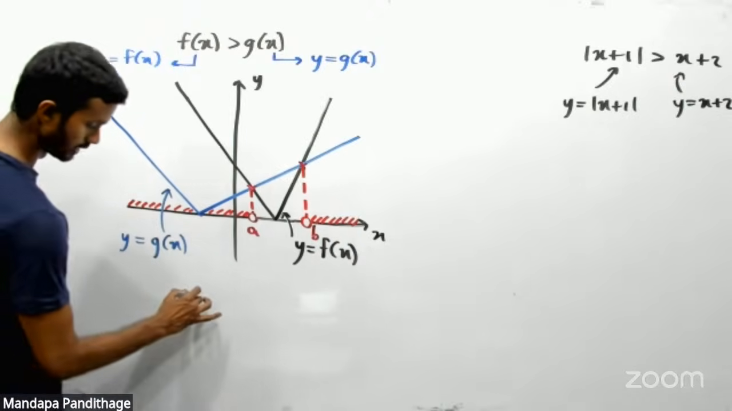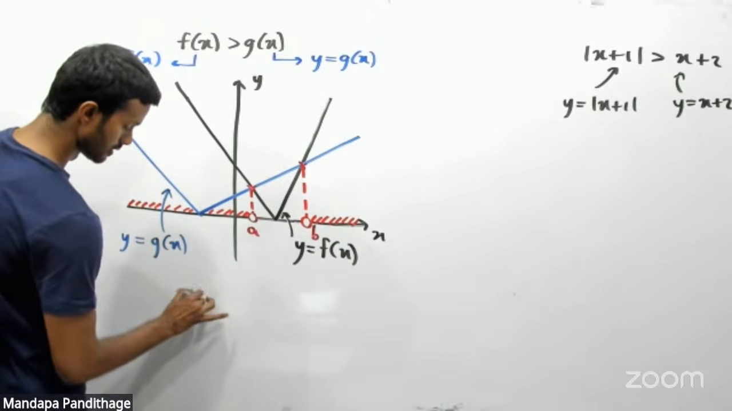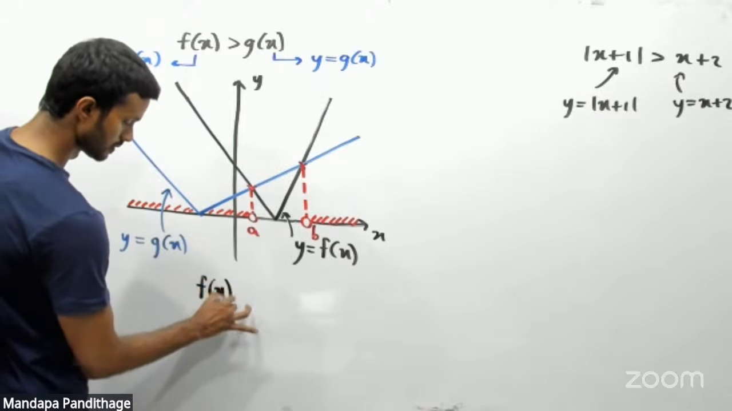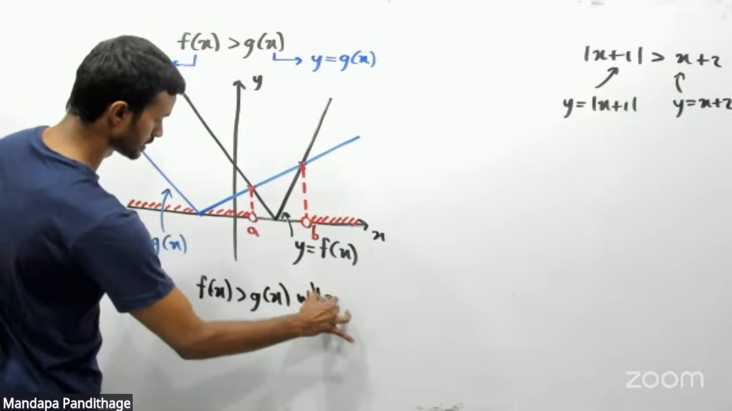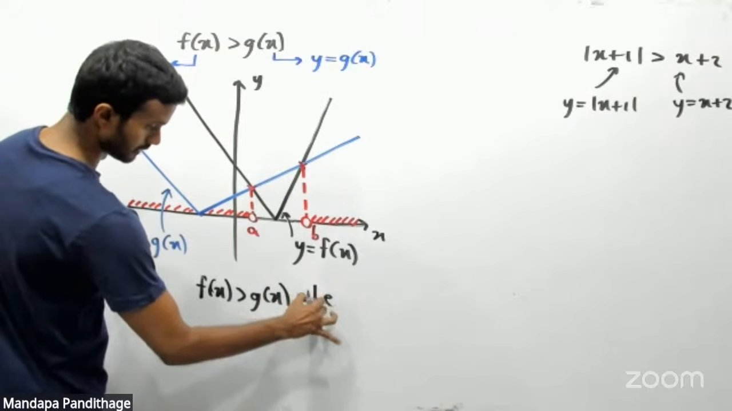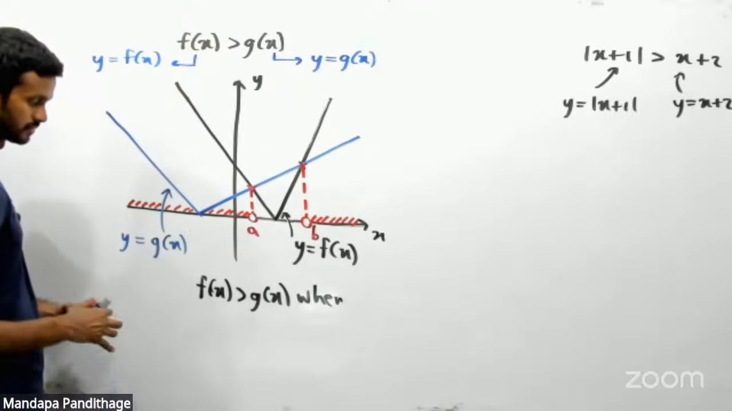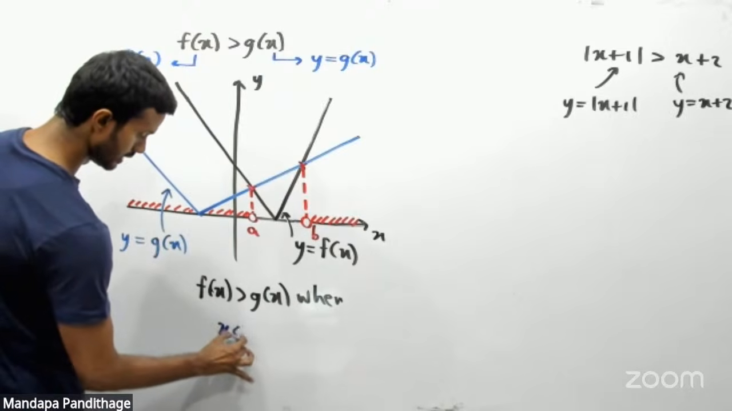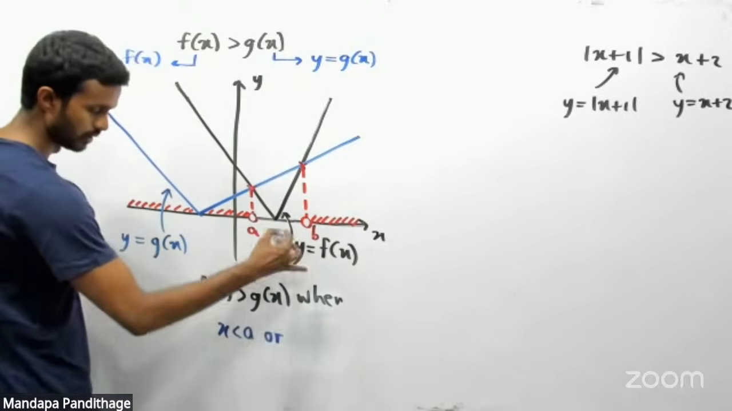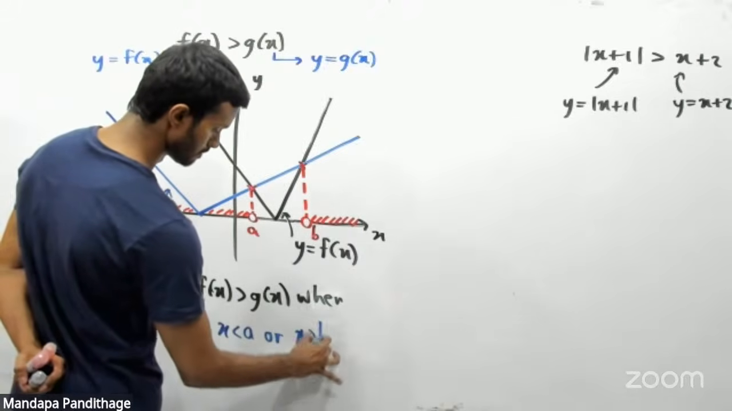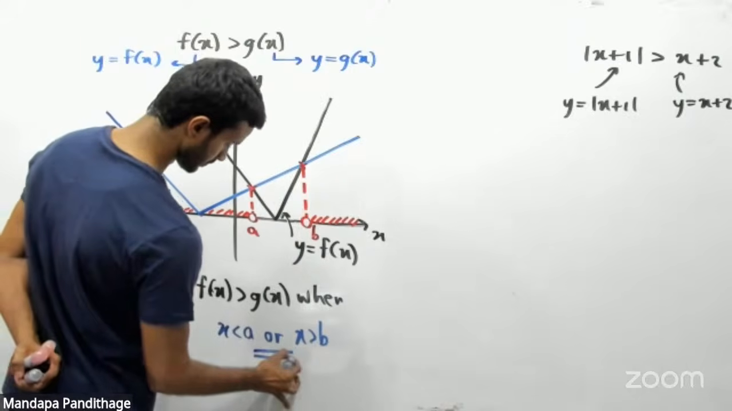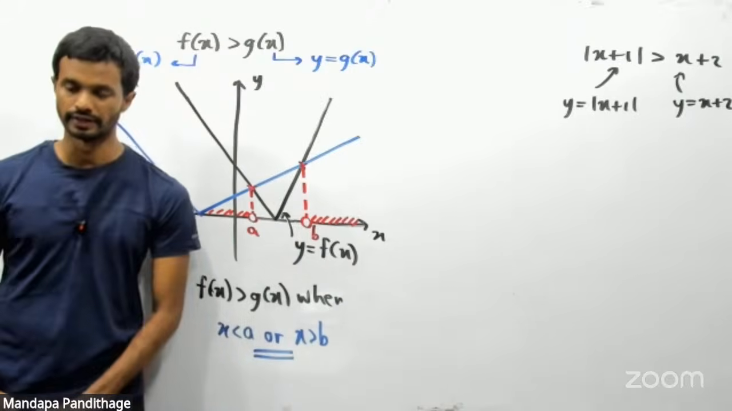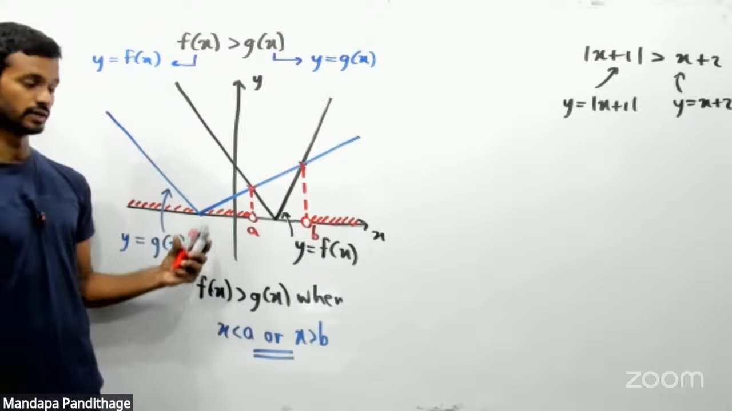So you can write, fx is greater than gx when, write this answer. So what is the answer? Write the region. What is this region? X is less than a, or x is greater than b. That is how you write the region.